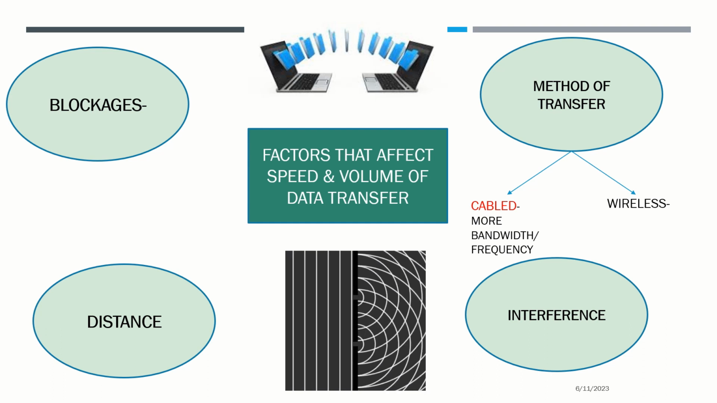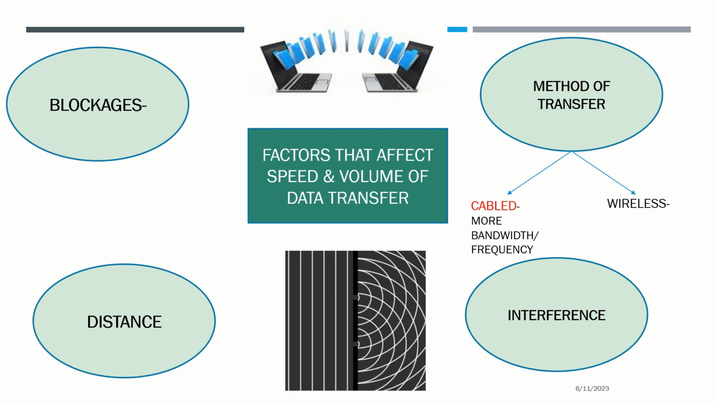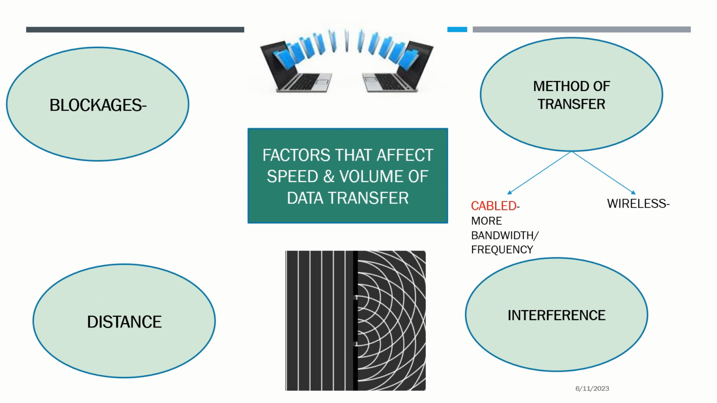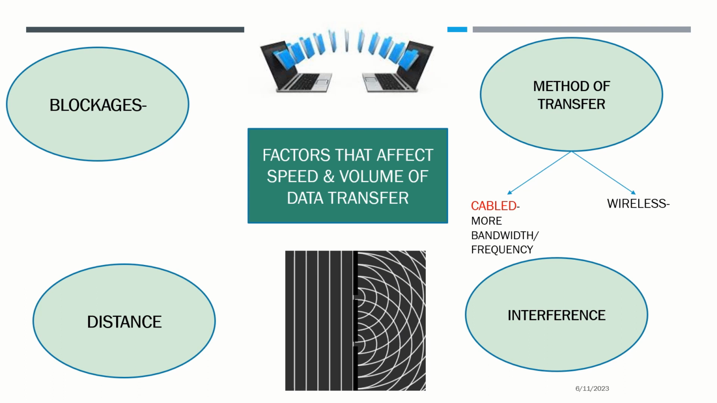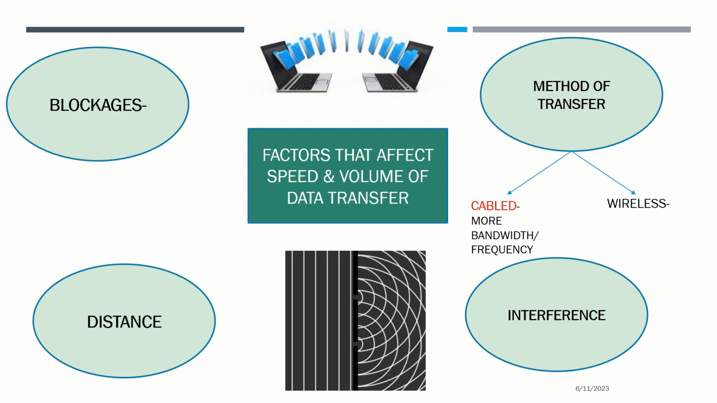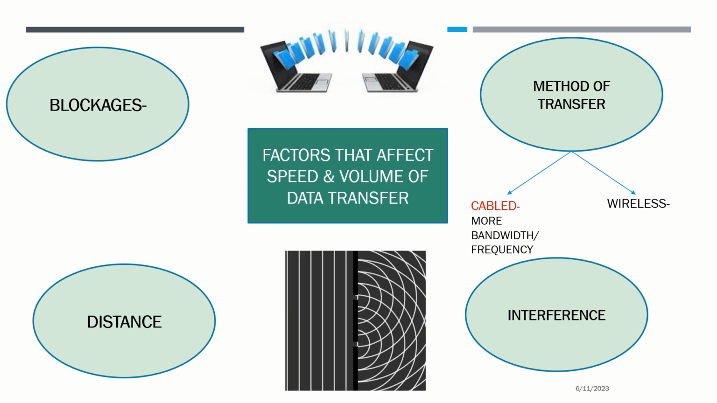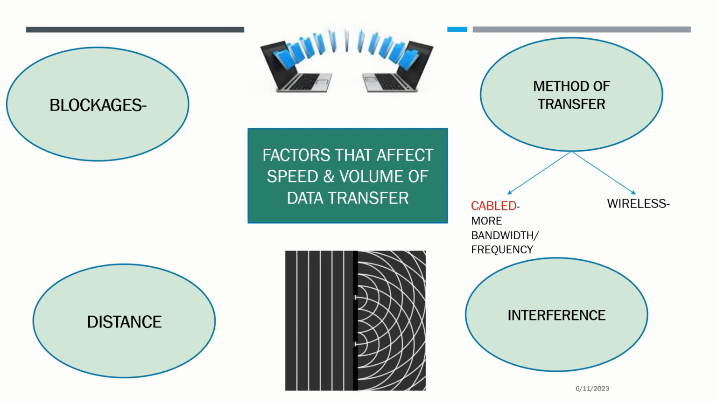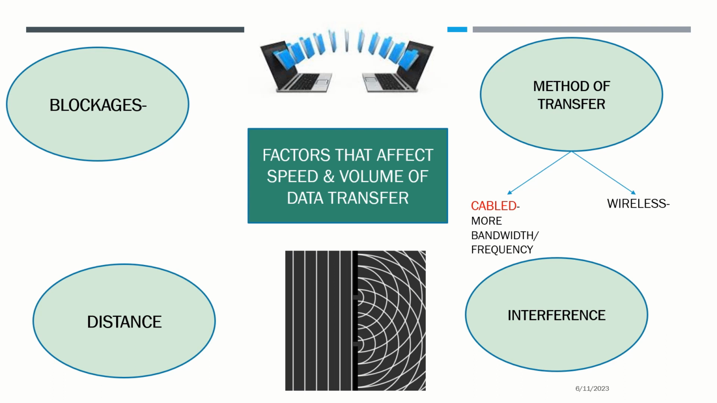Method of transfer. There are two different methods of transfer. One is wired, the other is wireless. Wired means there will always be cables. Wired and wireless are asked in all question papers. The advantages of wired: wired is more secure, and data transfer is fast. Wireless has less security and slower data transfer. Wireless is cheap, wired is highly expensive.